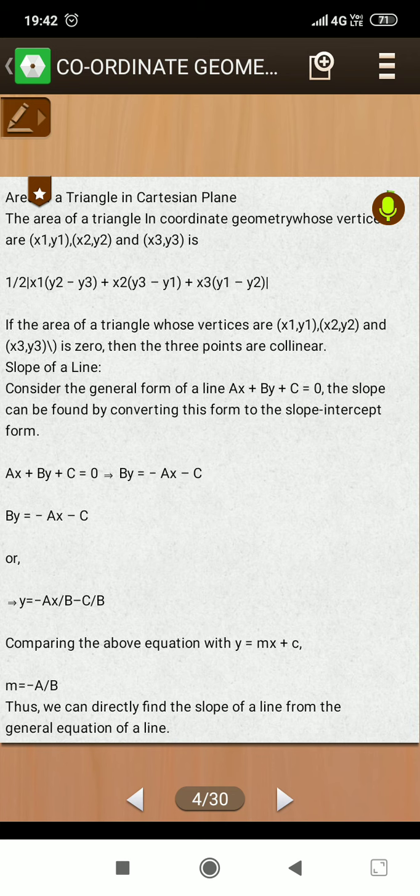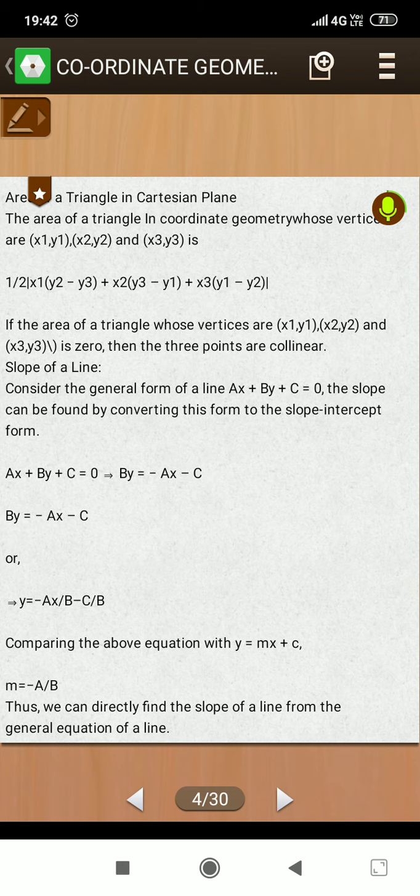Area of a triangle in Cartesian plane. The area of a triangle in coordinate geometry whose vertices are given by (x1, y1), (x2, y2) and (x3, y3) is half modulus of x1(y2 minus y3) plus x2(y3 minus y1) plus x3(y1 minus y2).